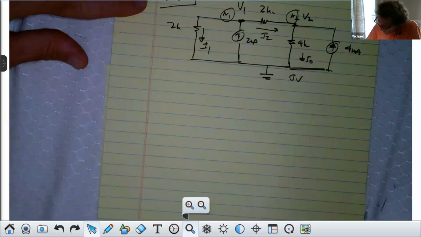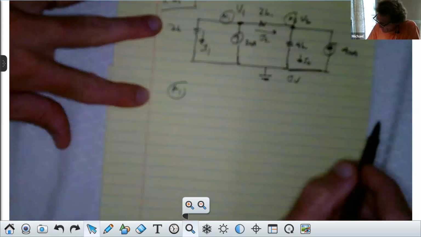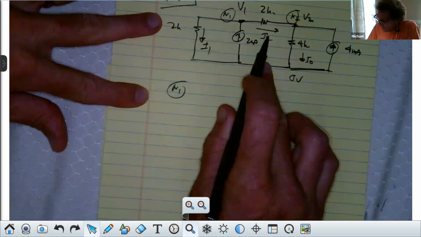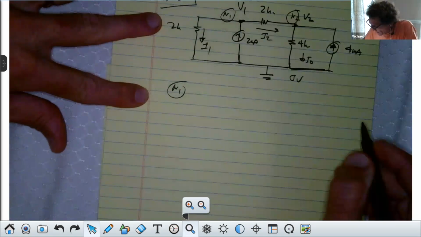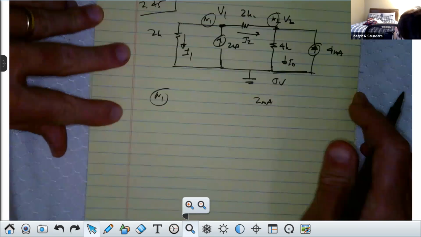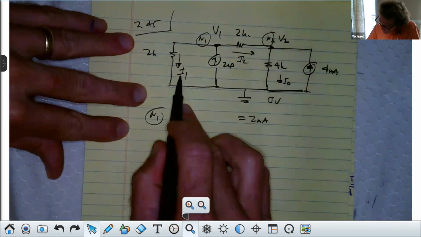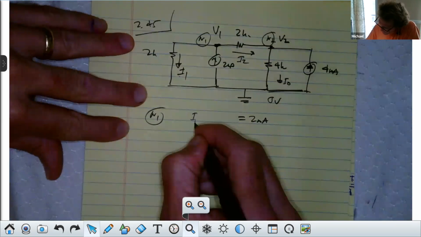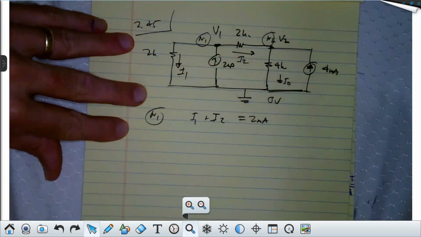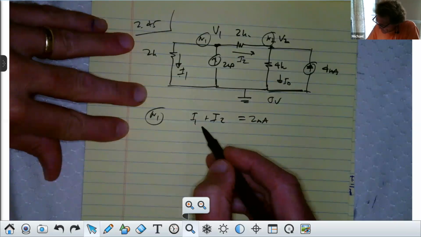So for node 1, look at the currents. What does the law say? What flows in, flows out, correct? What's flowing in is 2 milliamps, correct, class? I hope you can see it. And what's flowing out? I'm putting it on this side. Well, what's flowing out is I1 and I2, correct? You all with me on this?